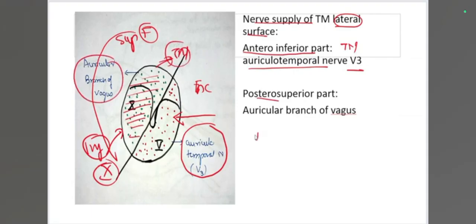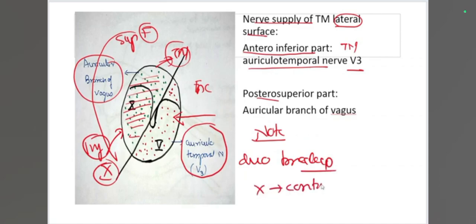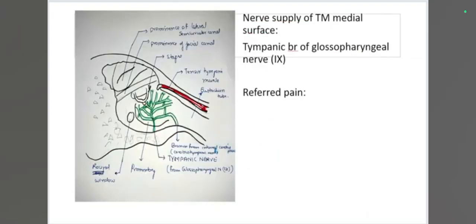Note that this is where the two break up. Okay, they break up and the vagus continues forward. This is just a way for you to remember things. So the nerve supply of the tympanic membrane lateral surface: anterior inferior by the auriculotemporal nerve, posterior superior by the auricular branch of the vagus. Okay, now we have covered the lateral surface.